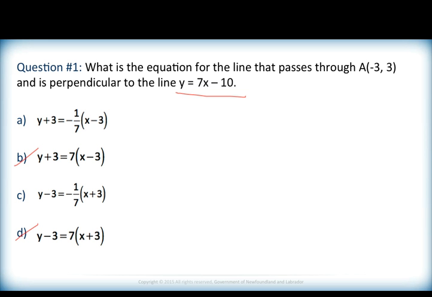Now the points are different. We have -3 and 3 and +3 and -3. So if we rewrote the slope point form equation, we can see which one will give us the option. If we put -3 in for our x1, x subtract -3 would give us a +3. Putting 3 in for y1, y subtract 3 would give us y subtract 3. Therefore, we're looking at C as the answer. Y subtract 3 equals -1/7 times x plus 3. So we now can eliminate A.